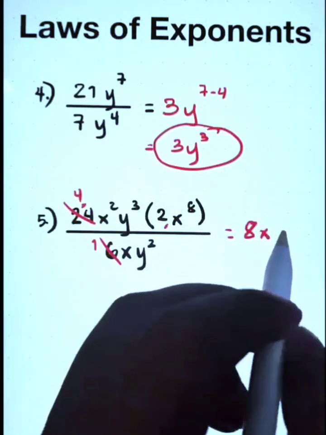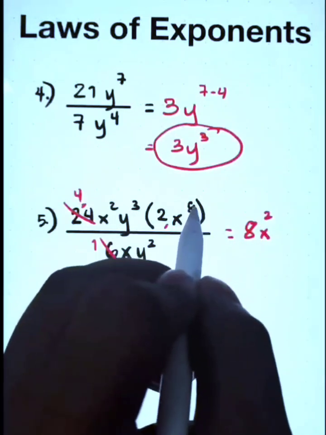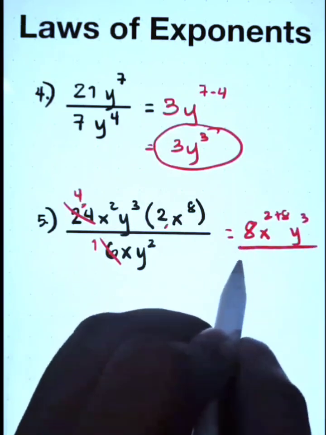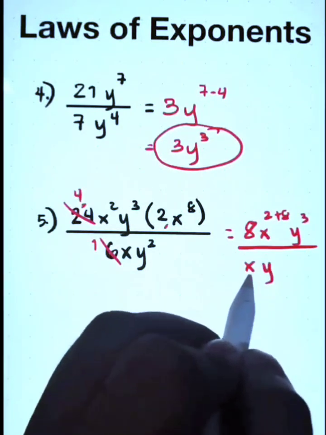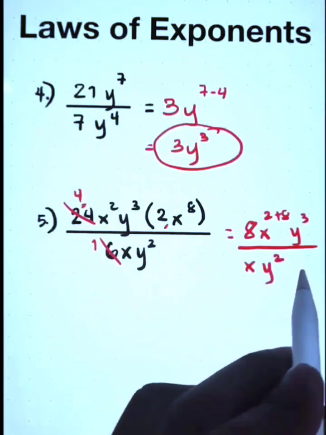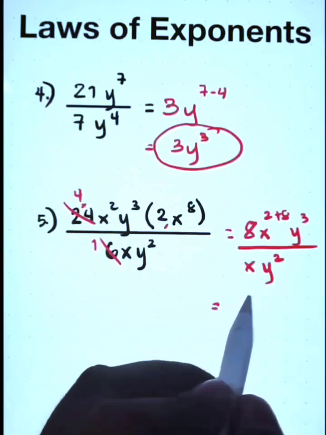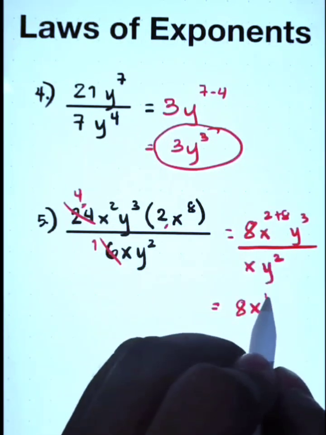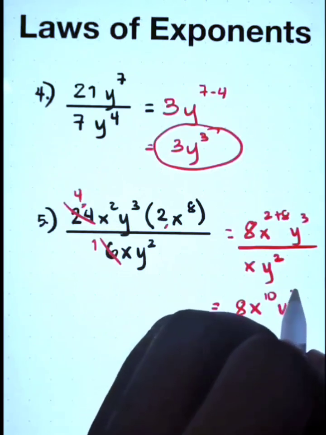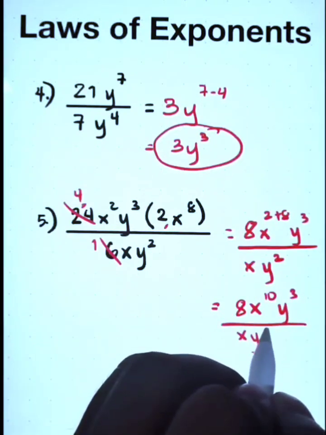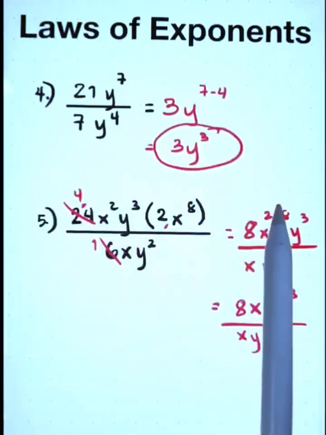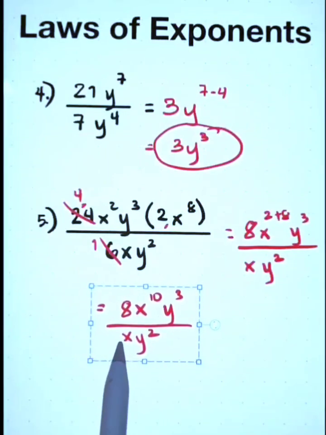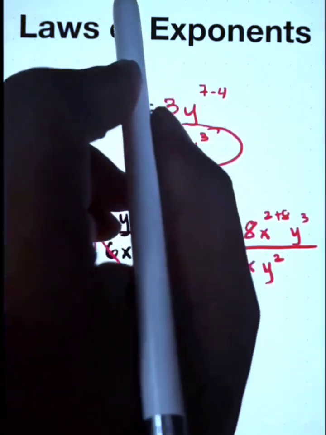It will become x raised to 2 plus 8. Then I will copy y cubed over x times y squared. Simplify first. We now have 8x raised to the 10th power y cubed over x y squared. And as you can see, I will try to move this solution first. I will move it here. And let's continue our solution here.